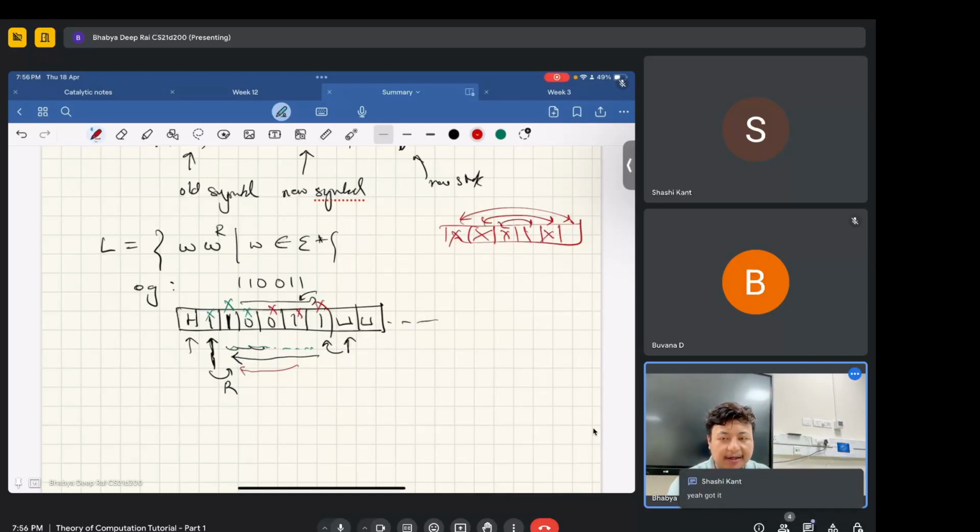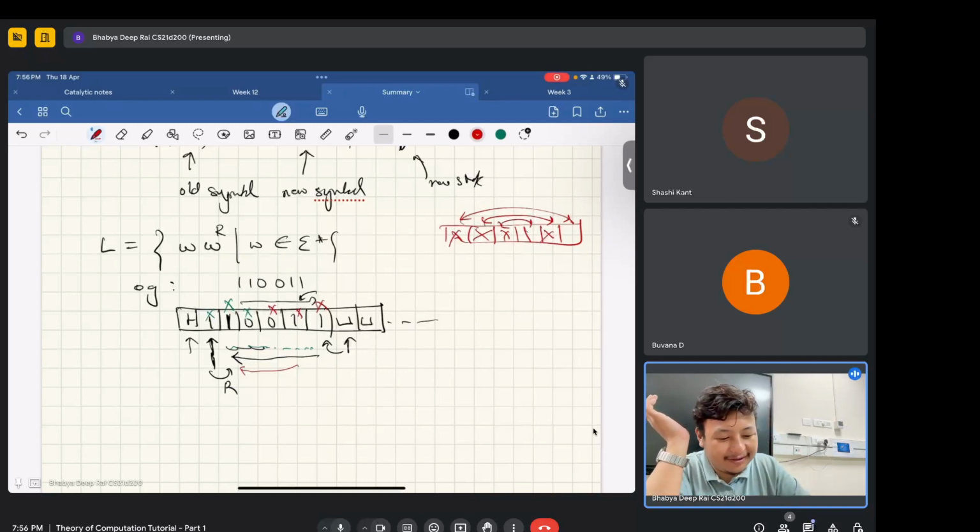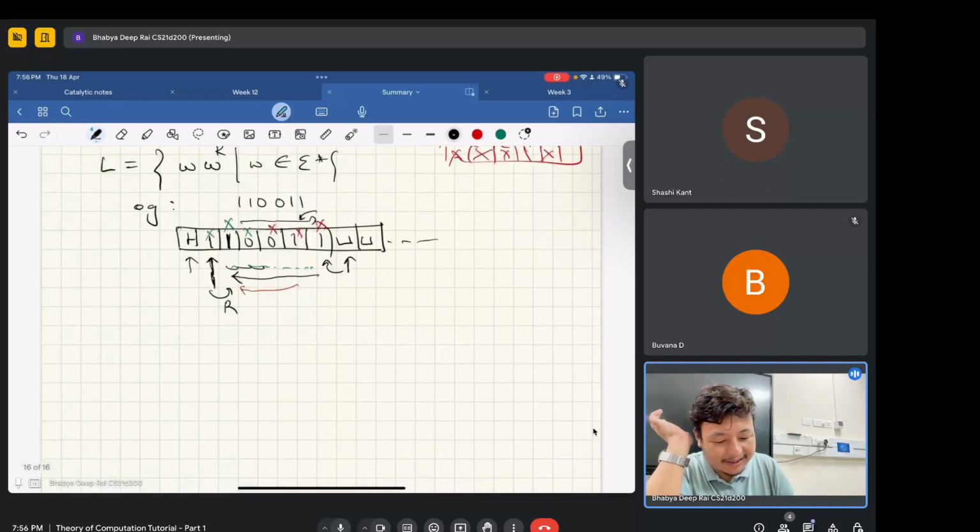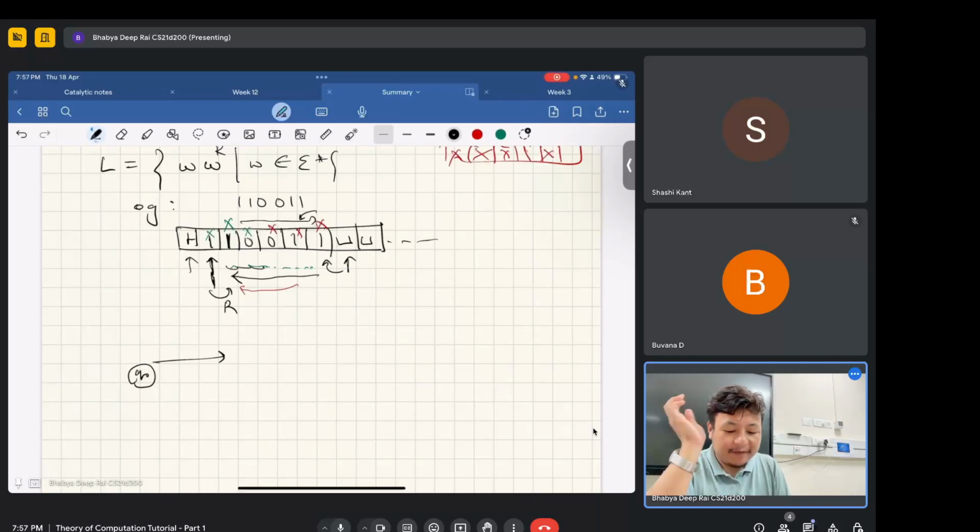Okay, and let me know if you want me to do it in a transition diagram fashion also. I'll just briefly tell you what the transition diagram will look like. If I'm in Q0 and I see a 1, I'll go to a special state.